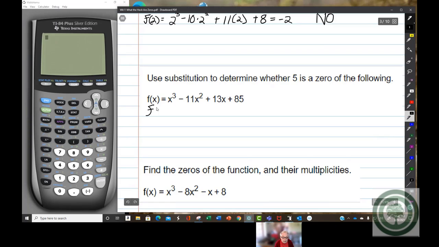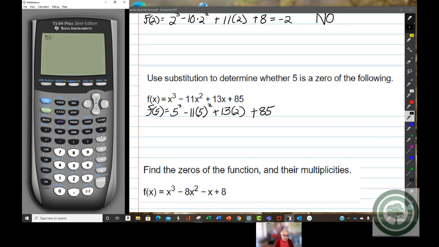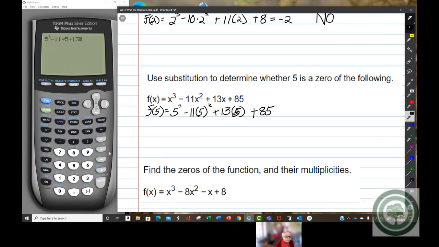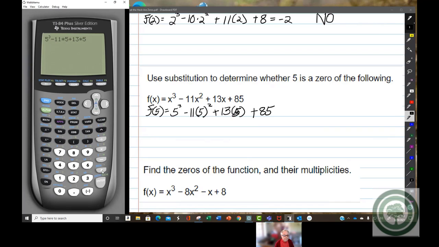Okay, f of 5, let's try that. 5 to the third power minus 11 times 5 squared. Oh, I'm just so used to putting parentheses. Look, I did it up there too. Plus 13 times 5, plus 85. All right, so let's try that. 5 caret 3, that's 5 to the third power, right arrow key to come down, minus 11 times 5 squared plus 13 times 5 plus 85.